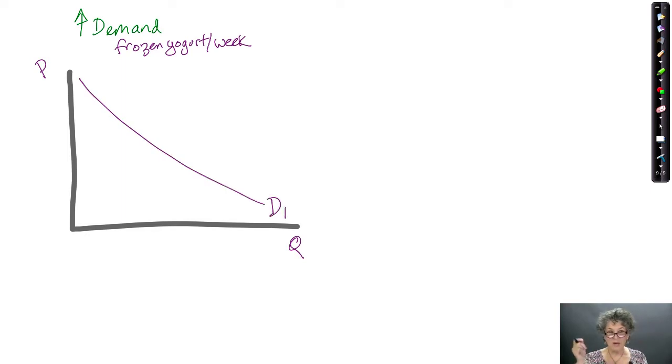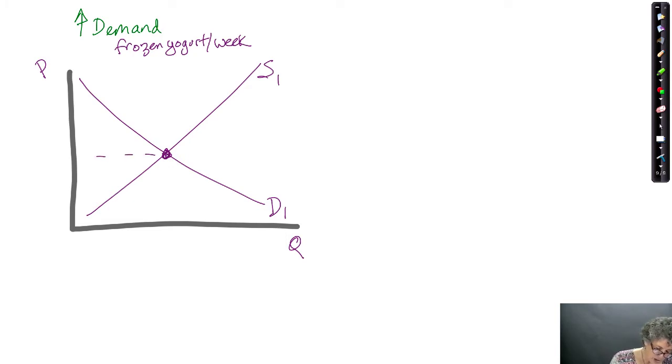Again, it doesn't matter if it's a straight line or not. Don't worry about it. Just downward slope. An upward sloping supply curve, S1. There's an initial equilibrium. And at that initial equilibrium, the initial price is price P1, and the initial quantity is quantity Q1.